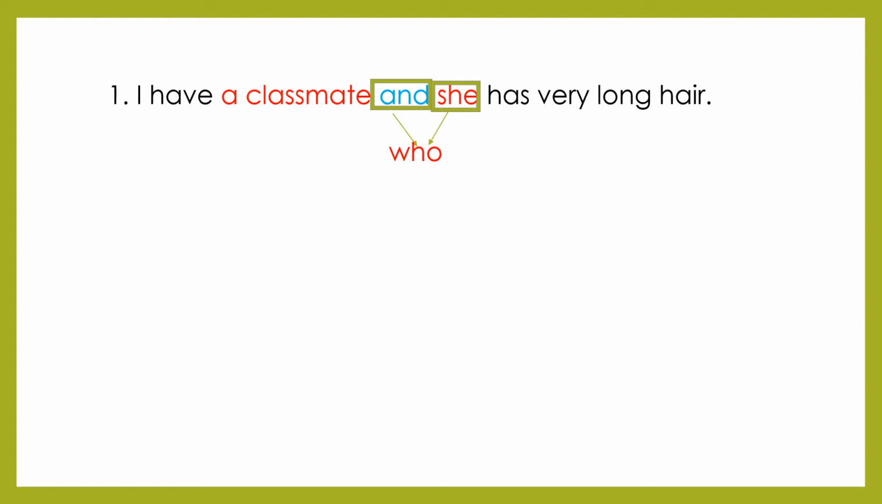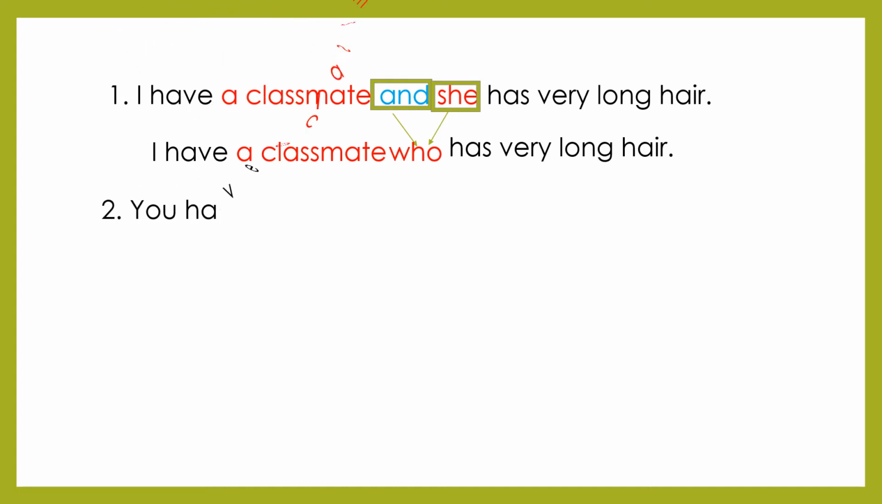I have a classmate and she has very long hair. So the sentence we get with a relative pronoun who is: I have a classmate, this doesn't change, who has very long hair. So if you compare the two sentences, we just combined "and she" into who. Okay, and who is a subject of has.